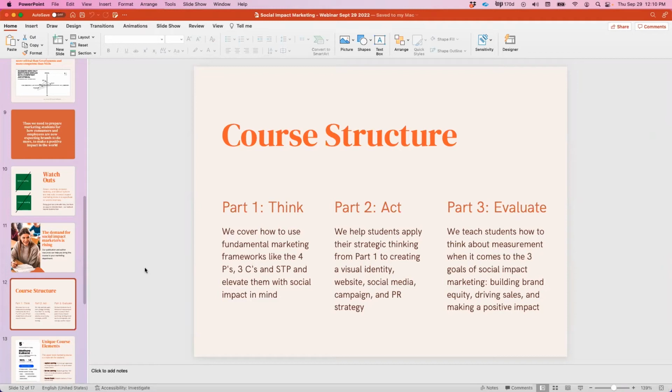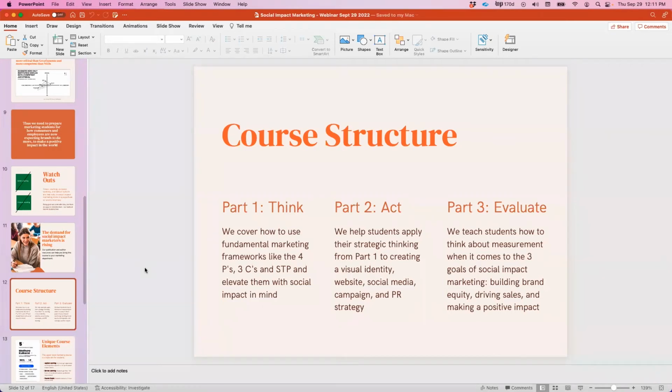Then part 2 of the curriculum in the textbook is about acting, about activations. So we walk them through, how do we create a visual identity? How do we create a website, social media? How do we create campaigns? And how do we create a PR strategy based on the frameworks we've built in part 1 of the course? Okay, and so there's nuances of how to avoid greenwashing in your visual identity, right? So these are the types of nuances that we pull through when we're talking about all these things in part 2.